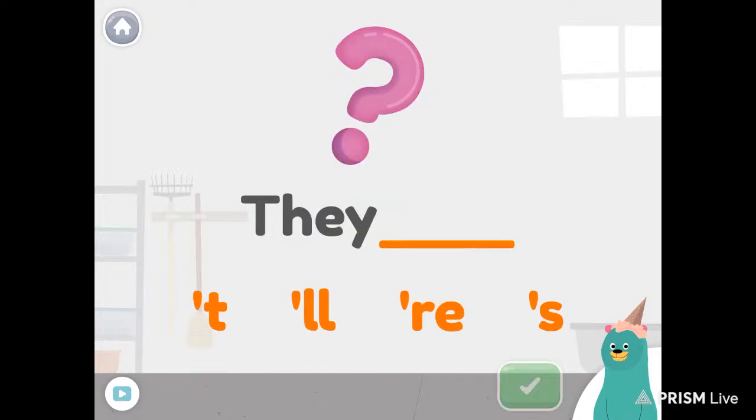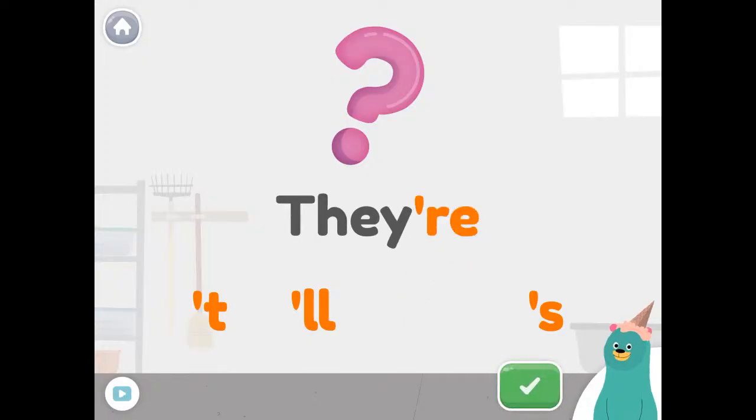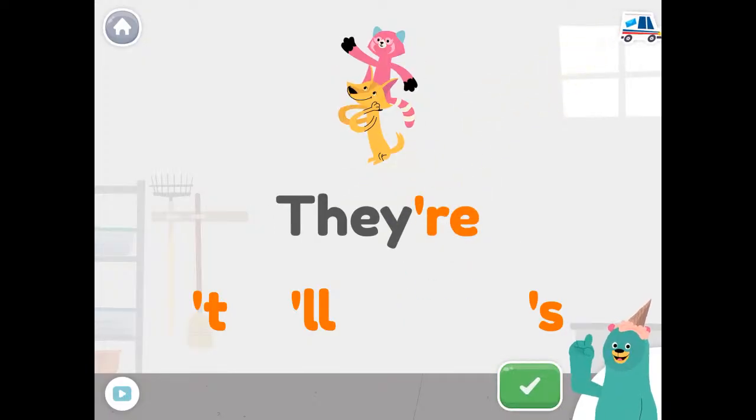This is the word they. Make the contraction they're, which means they are. Cool. You spelled they. That's the contraction they're, which means they are.